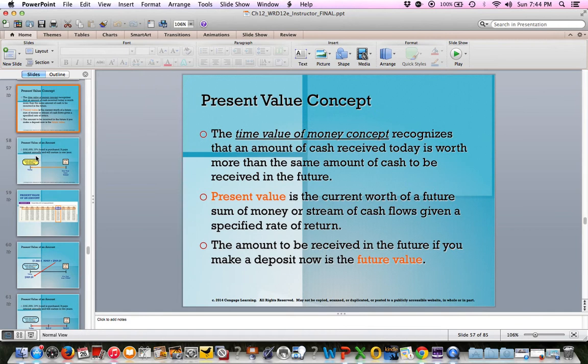So time value of money recognizes that an amount of cash received today is worth more than that same amount of cash in the future. Present value is the current worth of a future sum of money or stream of cash flows given a specified rate of return, and the amount to be received in the future, if you make the deposit now, is the future value. So let's think of it this way. Let's say I'm saving for a new car, and I'm going to put down $2,000 a year for 5 years. That's $10,000, which is not a new car, but let's just give you a feel for it.